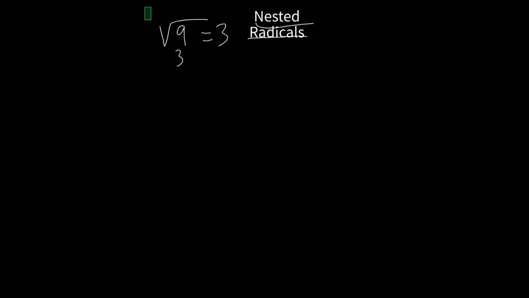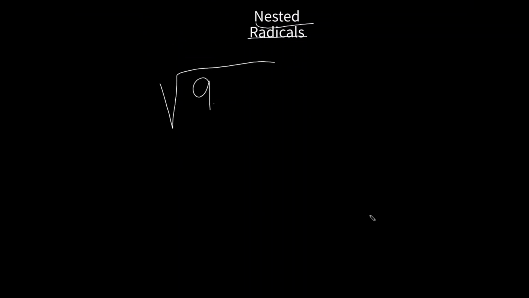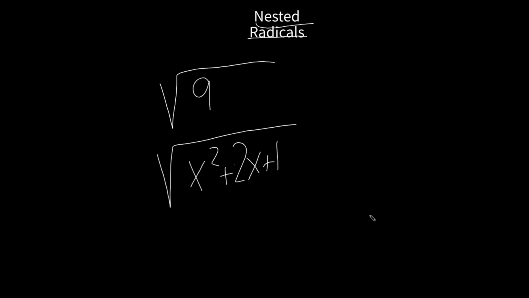Okay, so now that we've gone over radicals, what are nested radicals? Well, there are square roots of numbers, right? You're probably familiar with that. But there are also square roots of expressions. So let's say we have the square root of x squared plus 2x plus 1. Now, this may seem impossible to solve. Like, what number squared equals x squared plus 2x plus 1? But what if I rewrote this?